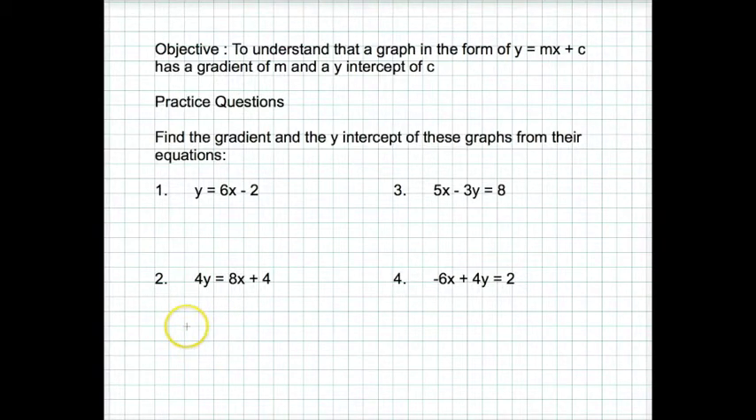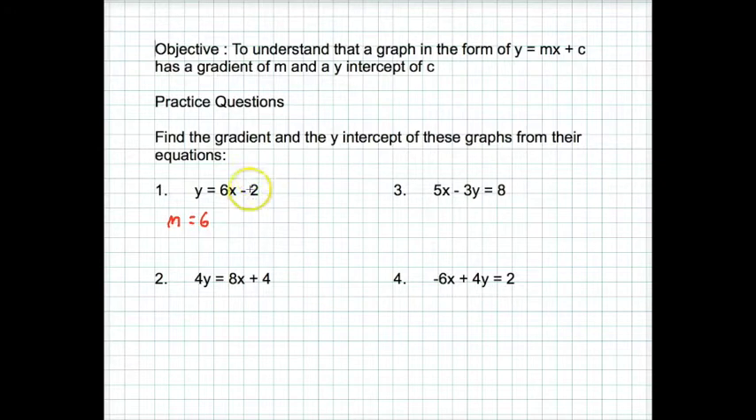Hi, welcome back. Let's now have a go at these four questions together. Well, our basic equation for a straight line graph is y equals mx plus c. So if we place this into this equation here, we can see that the m is represented by the 6 and the c is represented by the -2. We know that this number here, the m, tells us the gradient of the graph. So for this one, very straightforward, the gradient is going to be 6.